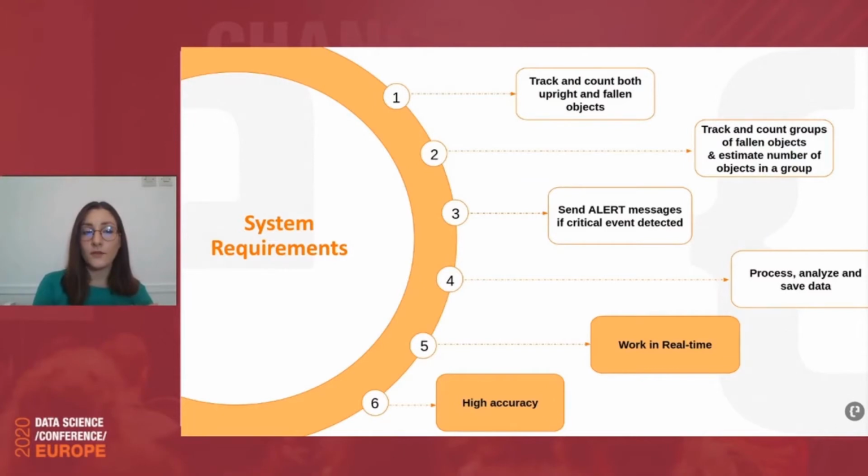Our system had to satisfy some requirements. It had to track and count both upright and falling objects. It had to track and count groups of falling objects, and of course estimate the number of the objects in a group. It had to send alert messages if any of the critical events were detected. It had to process, analyze, and save the data. And of course, it had to work in real time and have high accuracy.